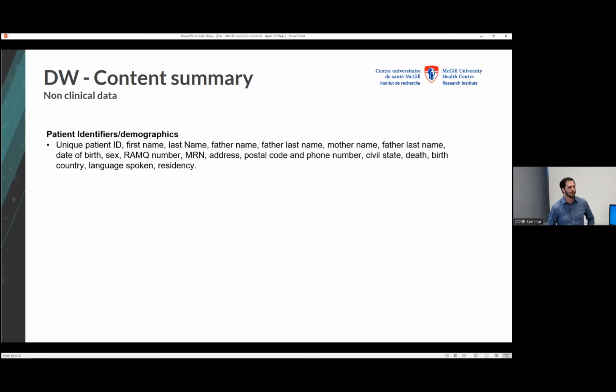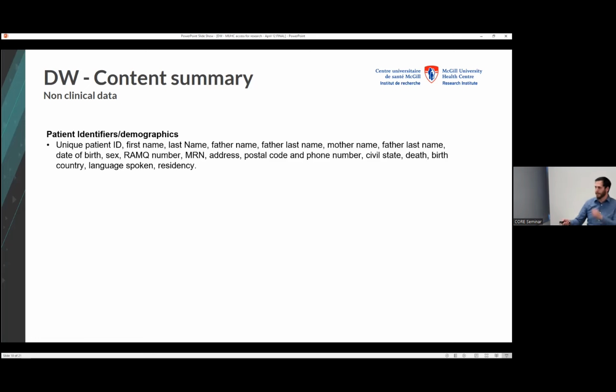Basically, I have two first objectives. One is to understand what data is inside, and the second is to understand what process researchers should follow to access the data. Those are the two main objectives I have at the beginning of my job.